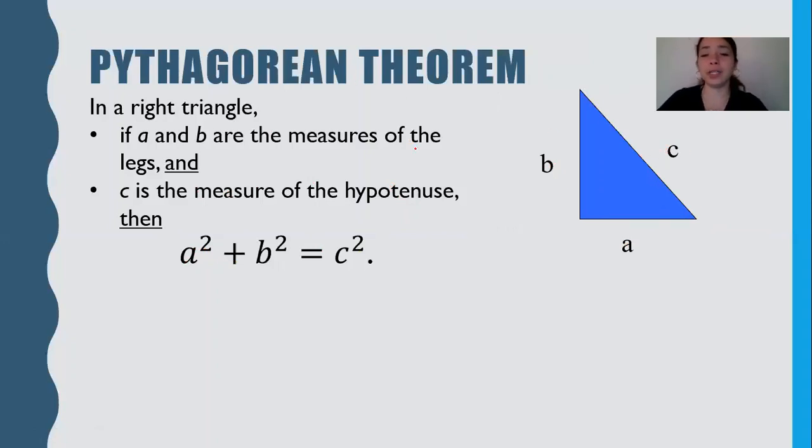As a reminder, squared means you take a number and multiply it by itself. Just as a quick example, 3 squared would be 3 times 3, 4 squared would be 4 times 4, and 16 squared would be 16 times 16.